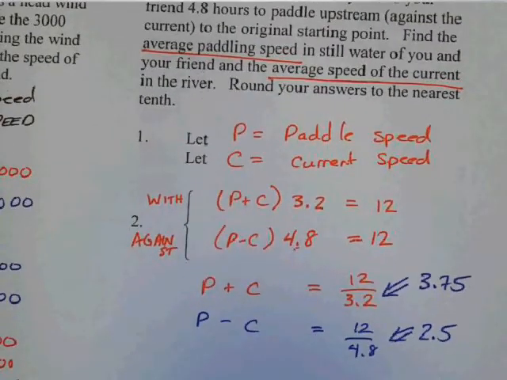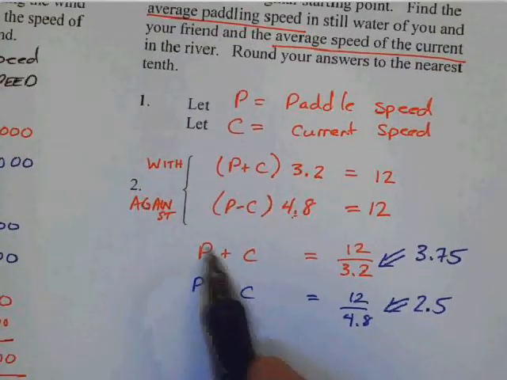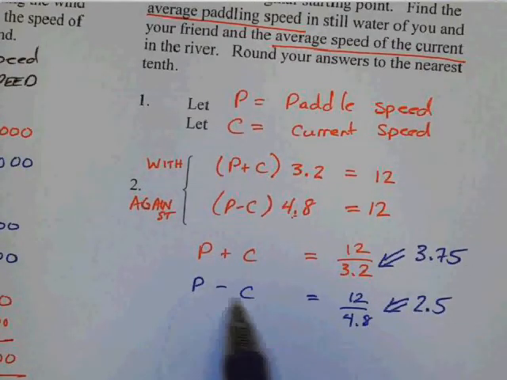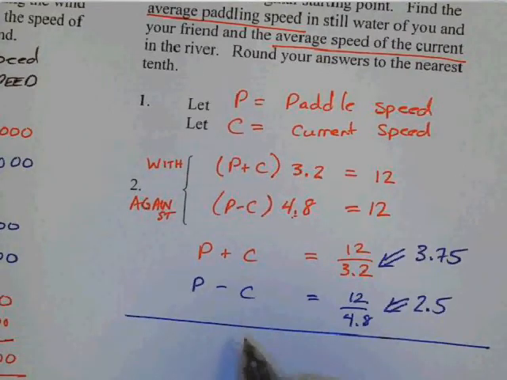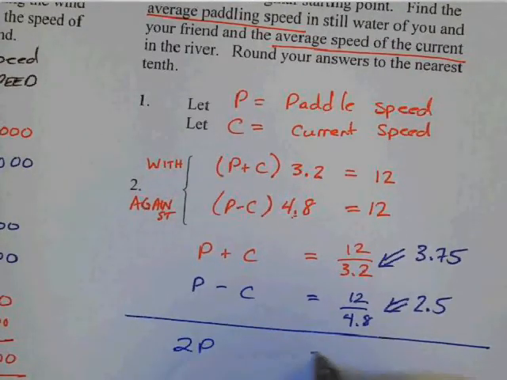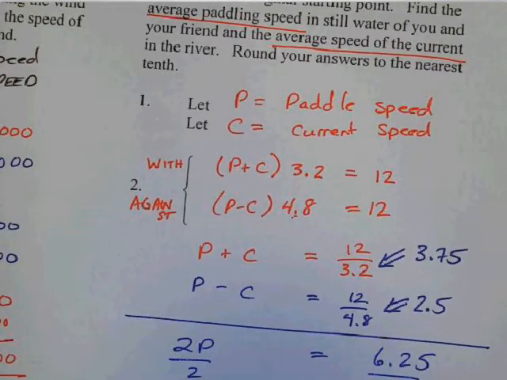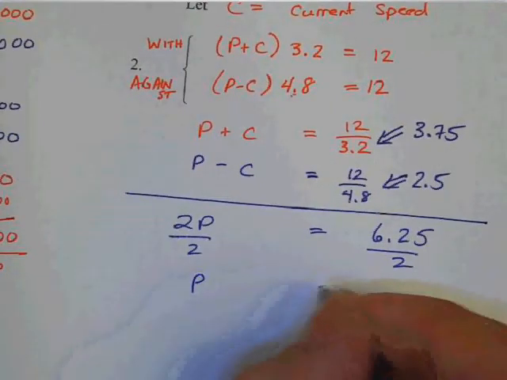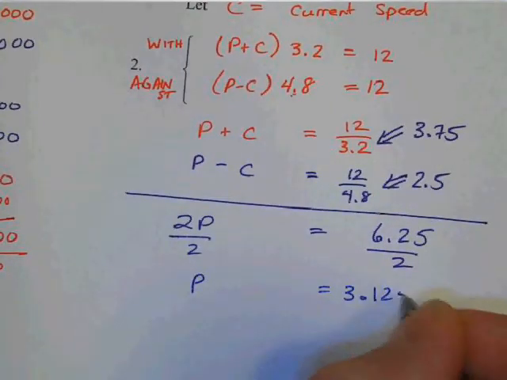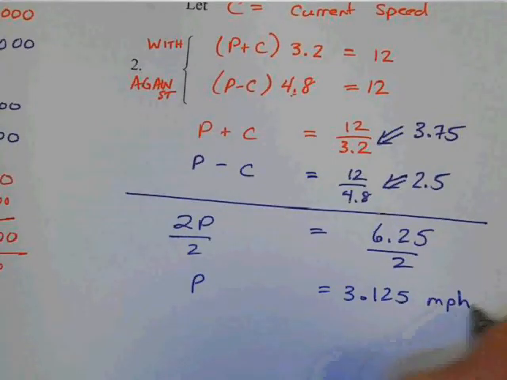So now I have two very simple equations. P plus C equals 3.75 and P minus C equals 2.5. I'm going to add these up. That gives me 2P equals 6.25. I divide both sides by 2, and my value of P, the paddle speed, is 3.125 miles per hour.